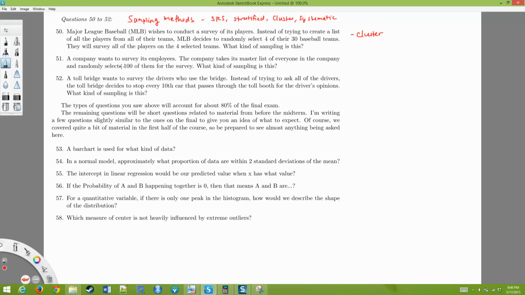Number 51 says a company wants to survey its employees. The company takes its master list of everyone in the company and randomly selects 100 of them for the survey. So what kind of sampling is this? This one is simple random sampling, and the key here is we see master list, or a sampling frame. We see that there's a list of everyone that we can just use to pick people individually.